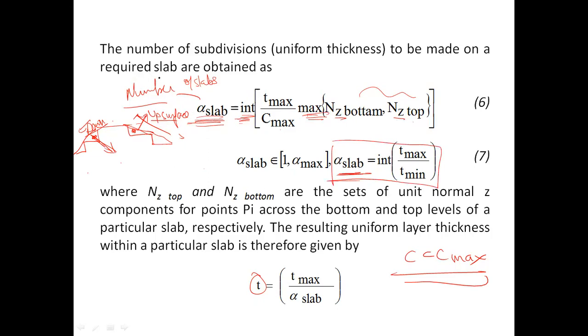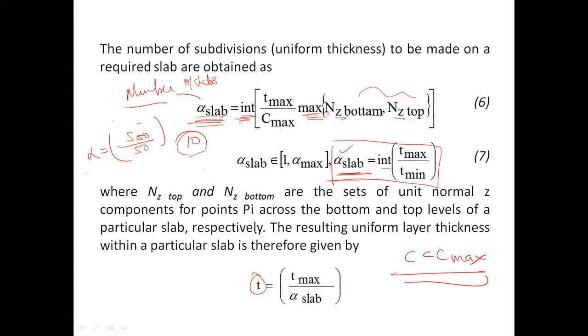So T max and T min you can easily find out using Dolinek and Maclau's concept. So using that concept, when you find T max and T min and you take the integer, you find the number of slabs. Like if you have a maximum layer thickness of 500 micron and a minimum layer thickness of 50 micron, the alpha value will come out to be 10. So you can have 10 slabs.